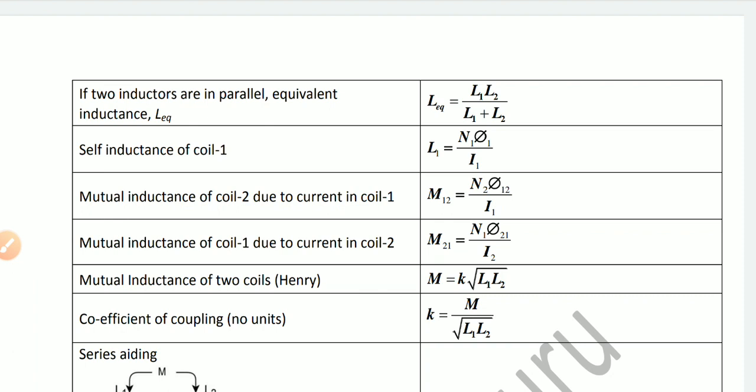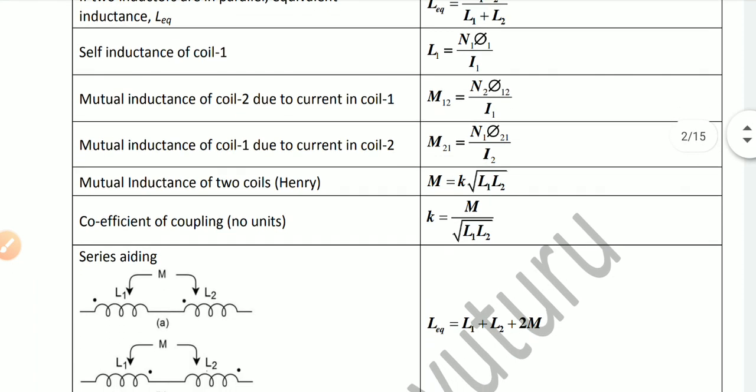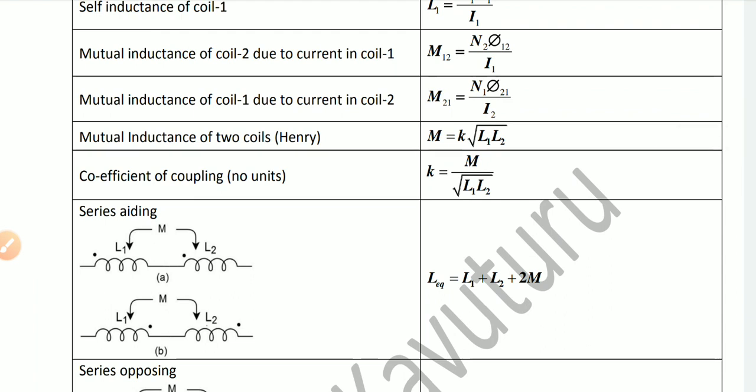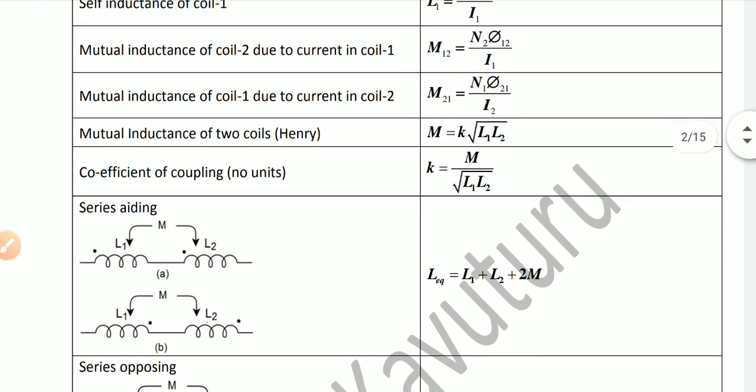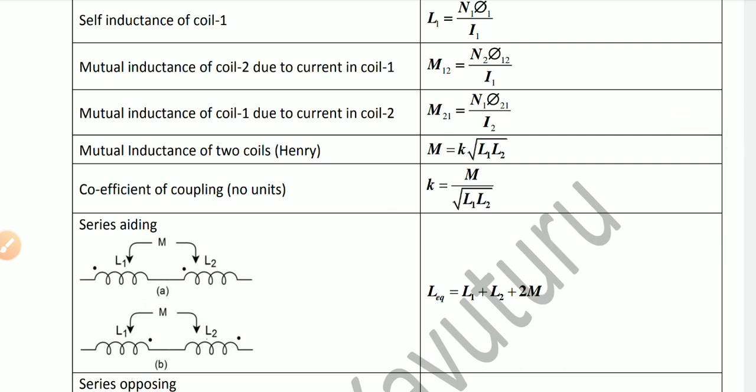Next, mutual inductance of coil 2 due to current in the coil 1. So that is specified as M12, where 1 stands for the current in the coil 1, 2 stands for the flux in the coil 2. Therefore, M12 is equal to N2 Phi12 by I1. Similarly, mutual inductance of coil 1 due to current in the coil 2 is M21. So where in M21, 2 stands for the current in the coil 2, 1 stands for the flux in the coil 1. Therefore, M21 is given as N1 Phi21 by I2.